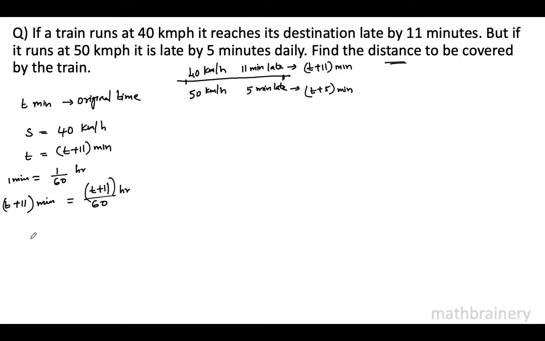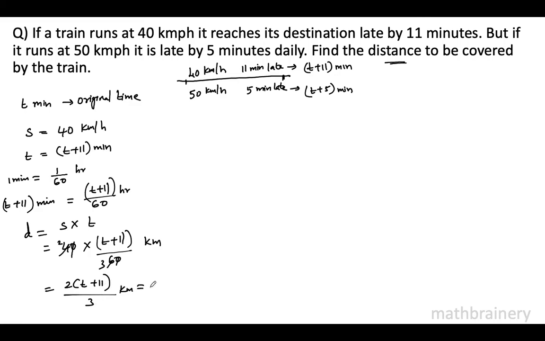Alright. So what is the distance covered now? The distance covered is speed into time. Speed is 40 kilometers per hour and time is t plus 11 by 60. So this distance is in kilometers. Let's simplify this. Zeros will be cancelled. 2 2s are 2, 3 3s are... So this will be 2 into t plus 11 by 3 kilometers, which is 2t plus 22 by 3 kilometers.